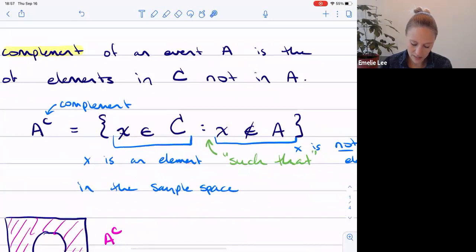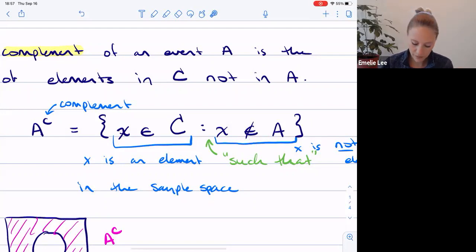So X is an element in the sample space. And then you're going to read this colon as "such that," or at least I do, such that X, again that element that we're talking about, some arbitrary element, is not an element of A. So it has to be in the sample space, of course, but it can't be in A, and that makes it the complement.